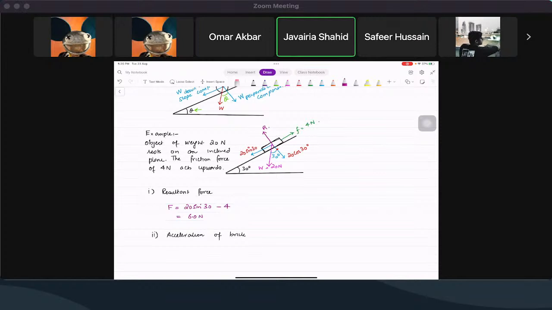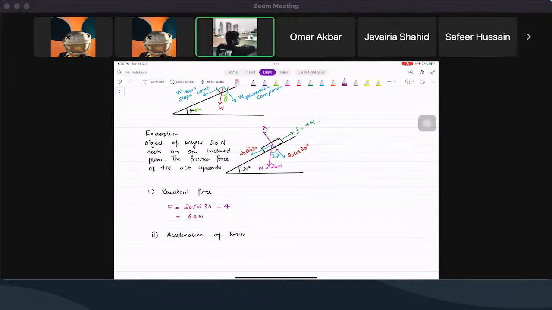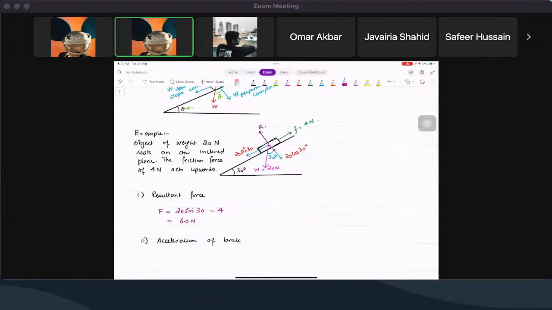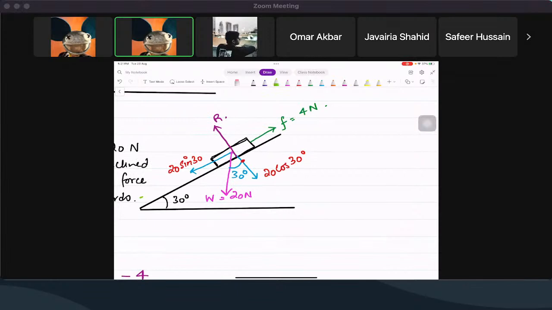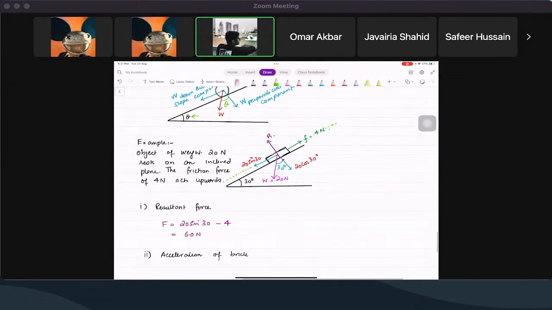Yes, sir. Can you repeat it? Yes. So once you break W into components, right? So the blue ones. So we're only looking at basically this line. Do you understand? Like the slope. Yes. So on this one, this is down minus whatever is up. So when I did it, I got resultant force to be 6. Is it clear? Yes.